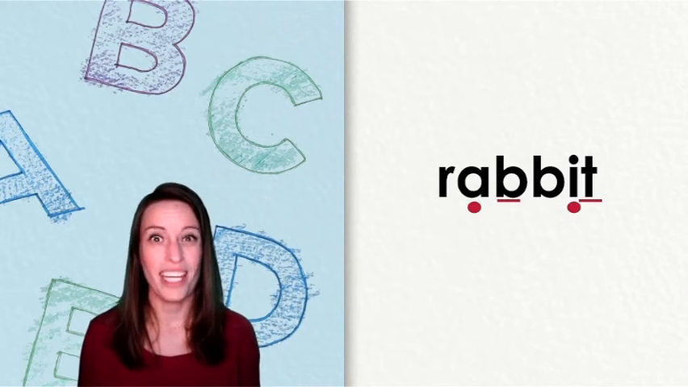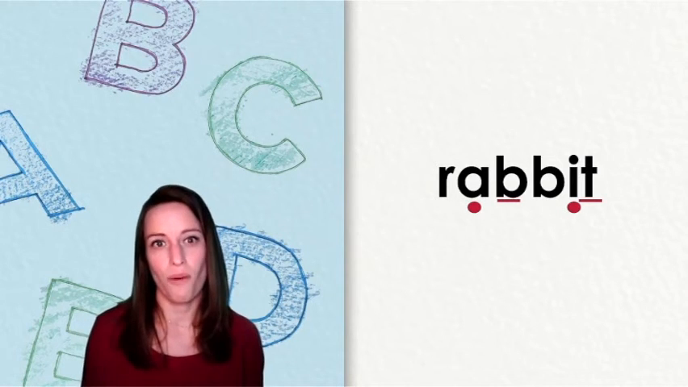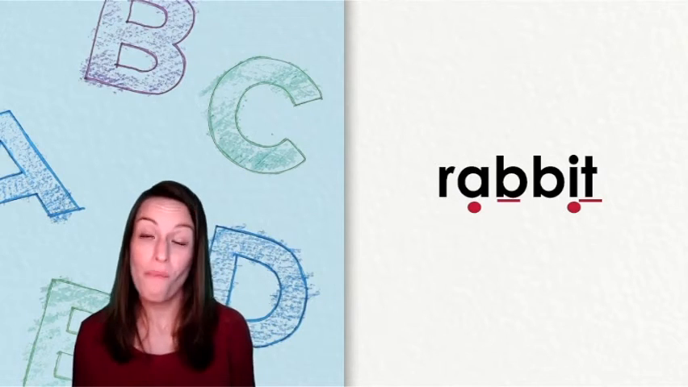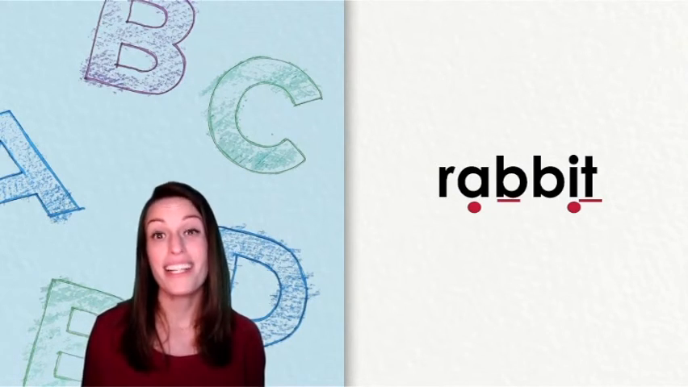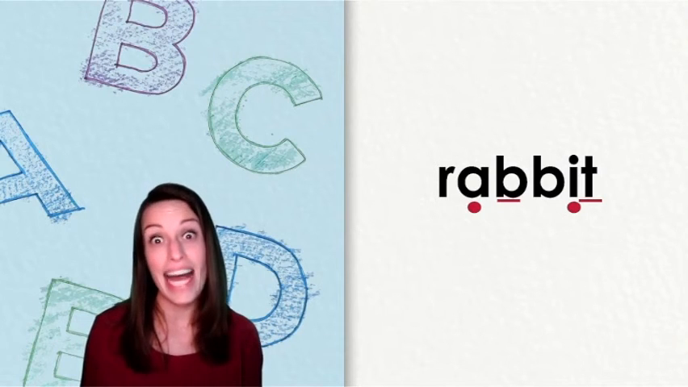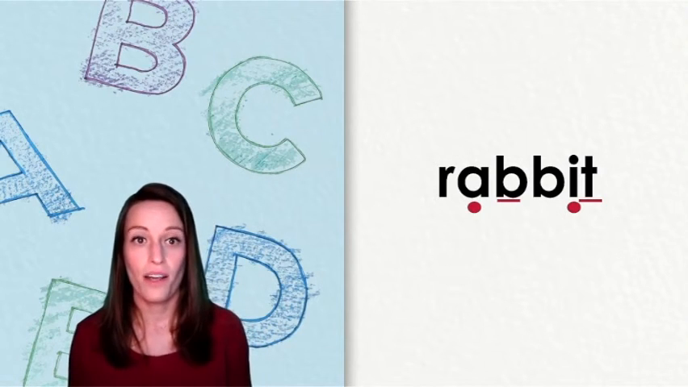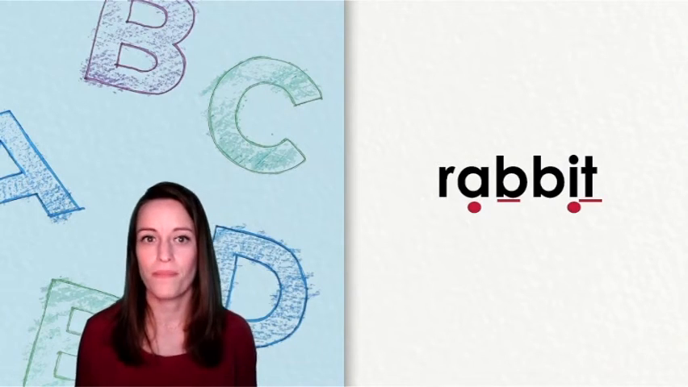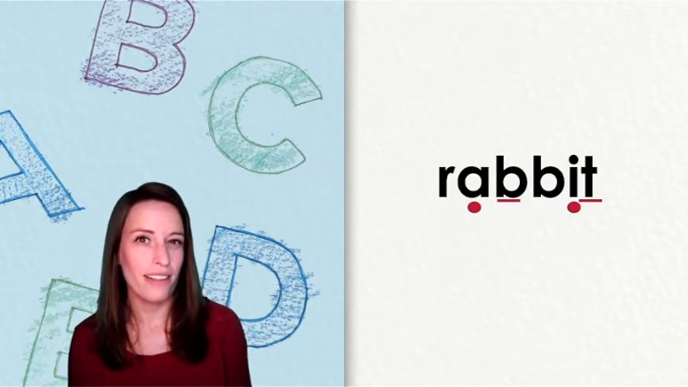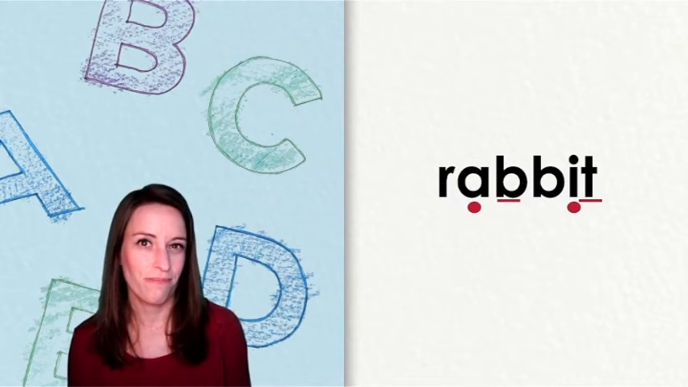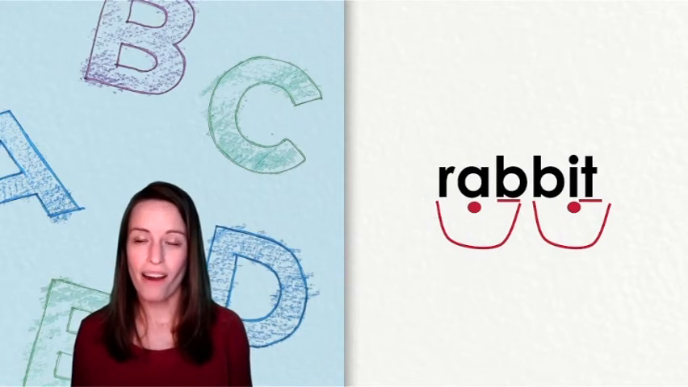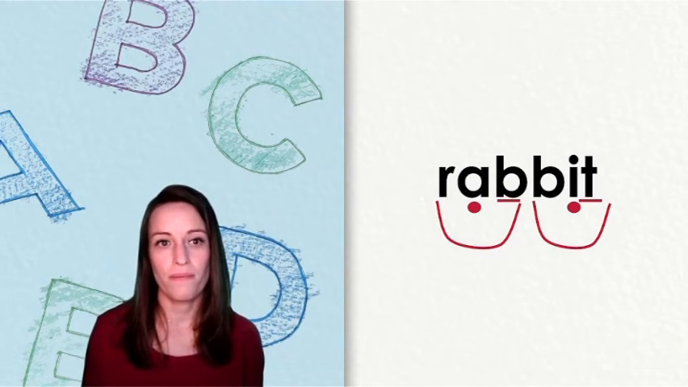The next clue we can look for is how many parts are in the word. Knowing how many vowels are in the word will help us to figure this out, because every syllable has to have a vowel in it. We have 2 vowels, so we should have 2 parts. Do you see 2 parts in this word? Here they are. These parts are called syllables.